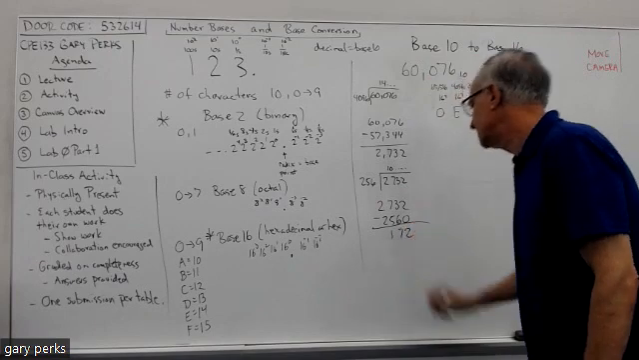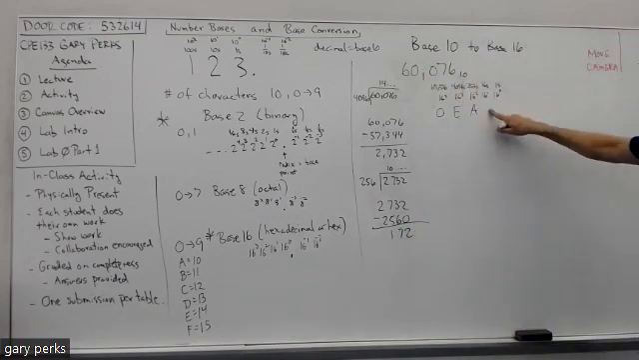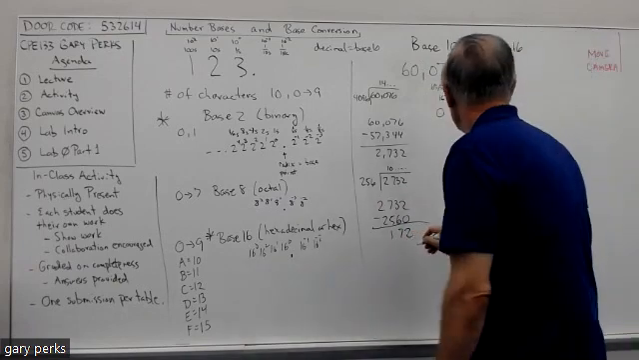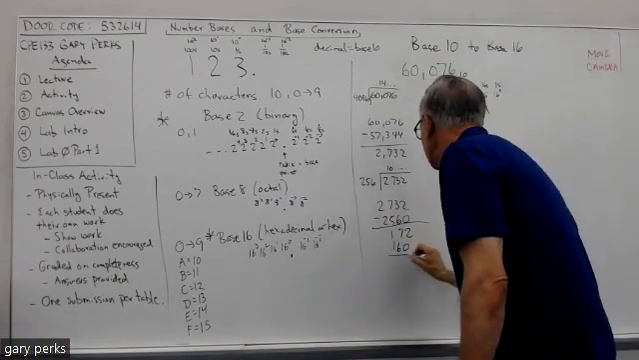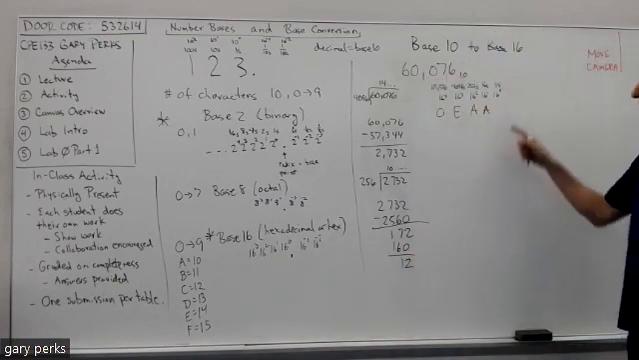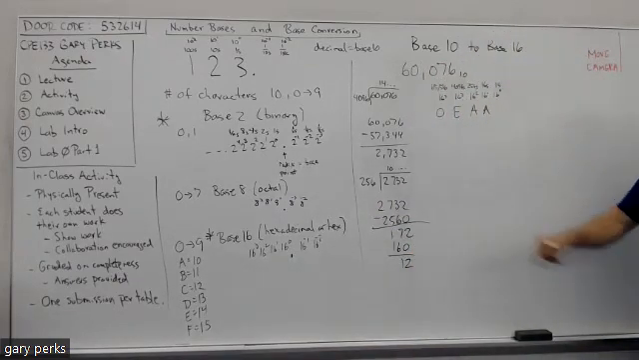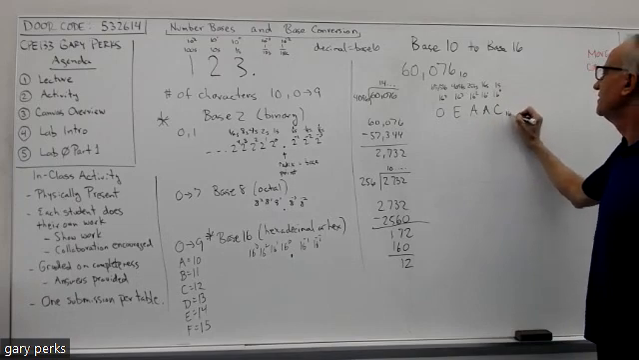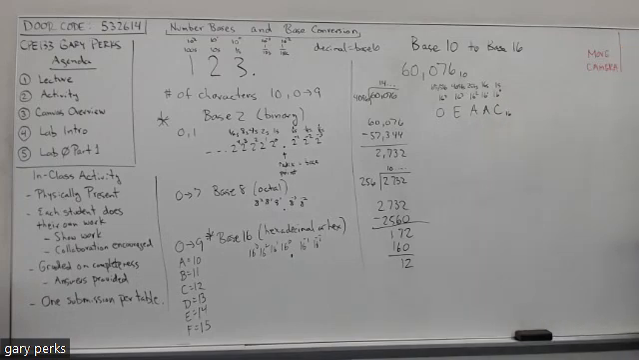So this is going to be what? 172. All right. So how many 16s in 172? Probably 10, right? Yeah. So this is A again, because that would give us 160. And then there's 12 ones, and 12 is C. Oh, look at that. It comes out to all letters. E-A-A-A-C. Okay. So 60,076 is E-A-A-A-C in hexadecimal.